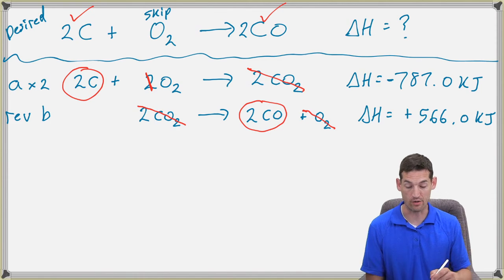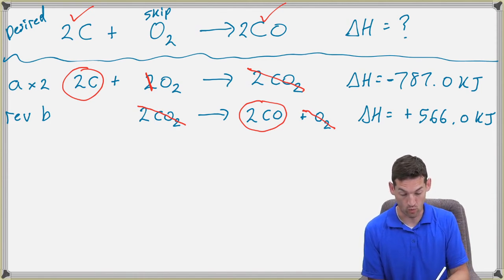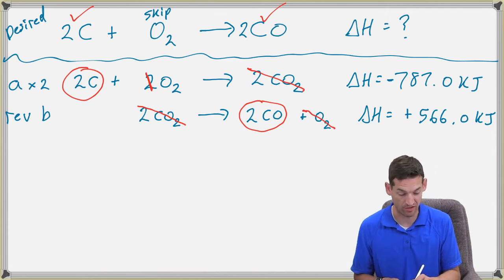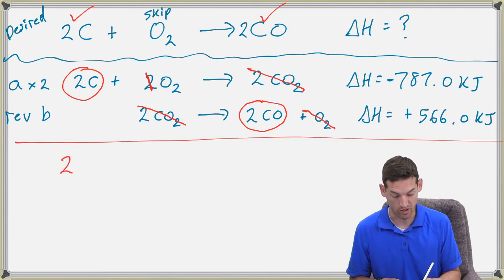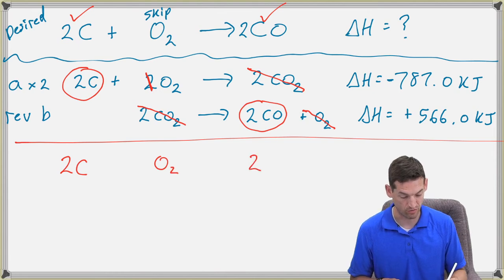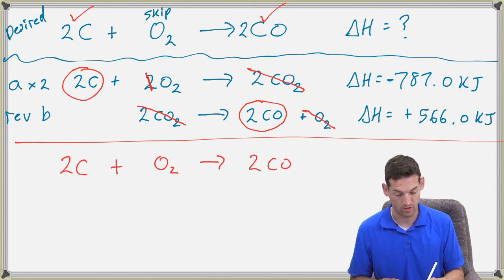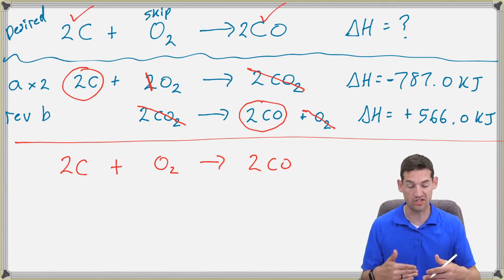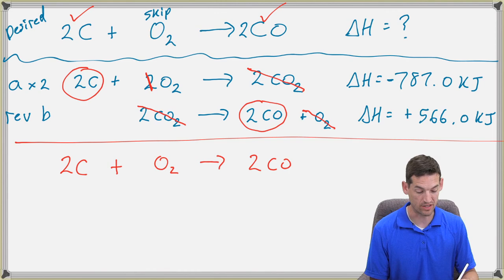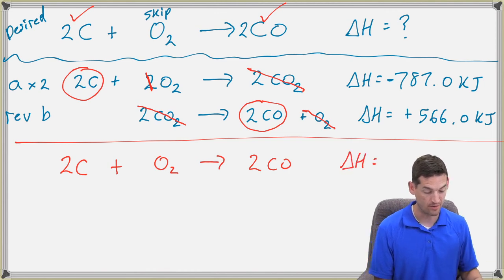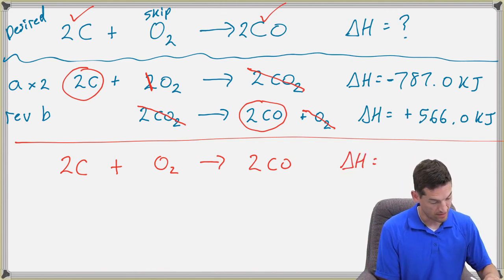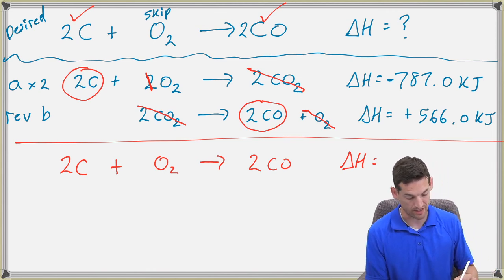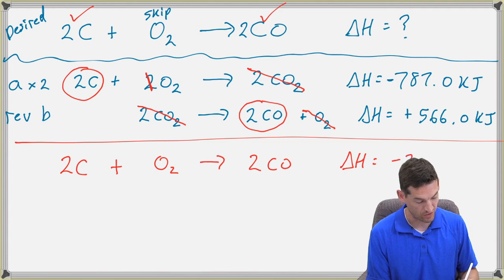So if you look, now I have 2 carbons, 1 oxygen, and my 2 carbon monoxides. I've built the desired equation. Carbons left, oxygen. So that matches exactly what I was trying to build. So since this worked, now what I do is I add those delta H together. So I take the negative 787, add 566. That gives me a delta H of negative 221.